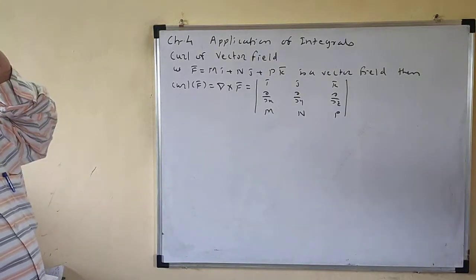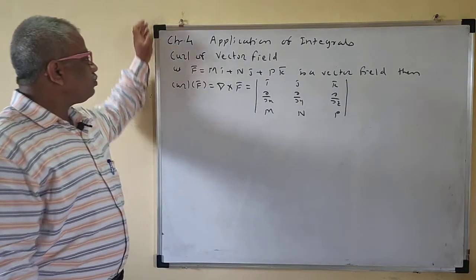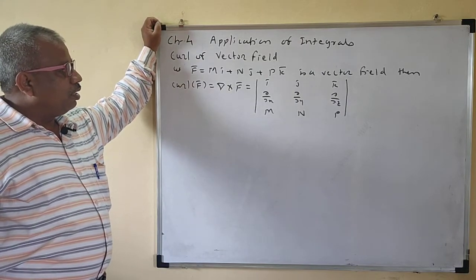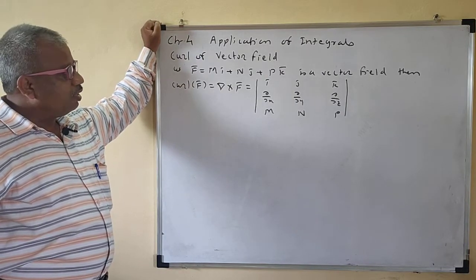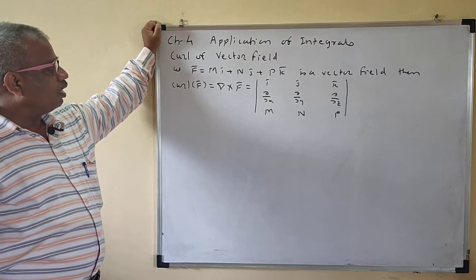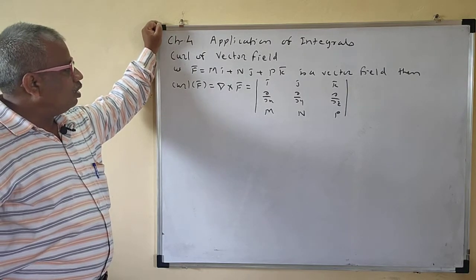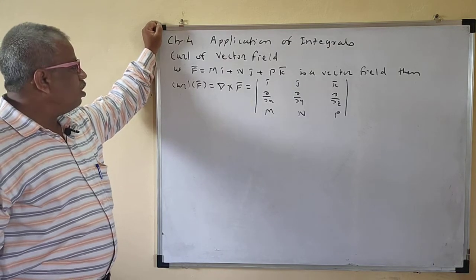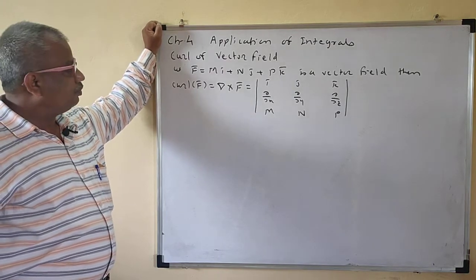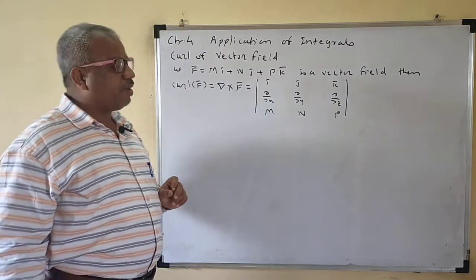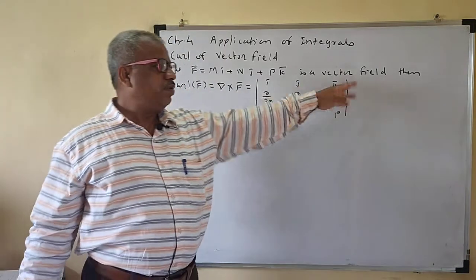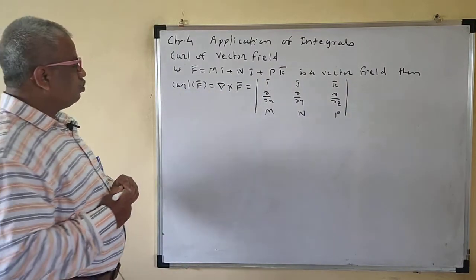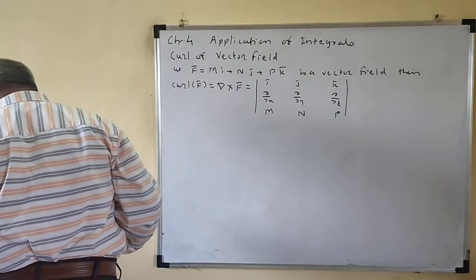Okay. So we will revise chapter 4, that is the application of the integrals. This is vector calculus. First we will see what we mean by the curl of a vector. Suppose A bar is equal to M i bar plus N j bar plus P k bar, a vector field. Then the curl of A bar, del cross A bar, is this. We'll solve some examples of this.